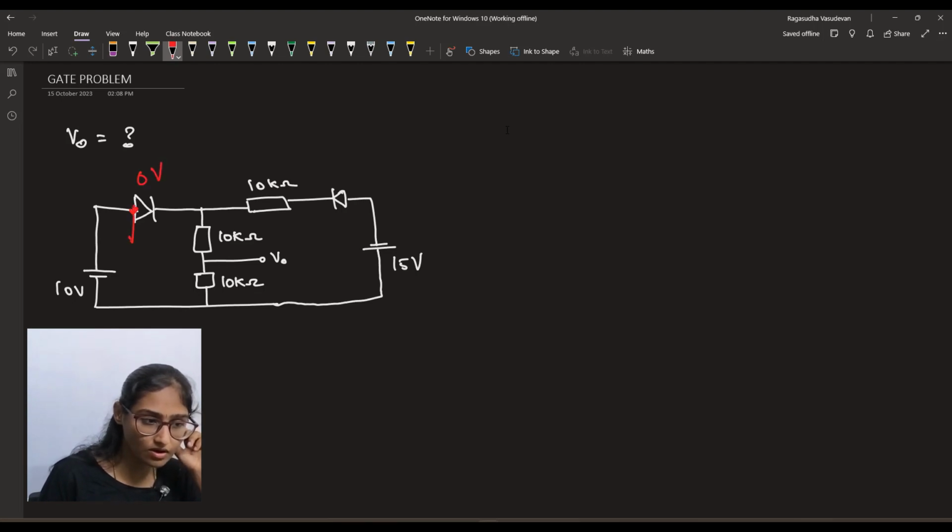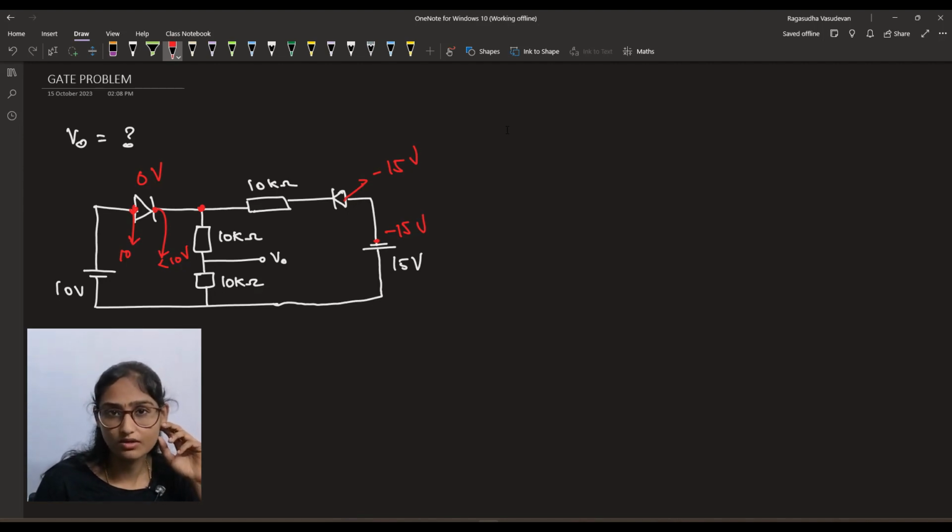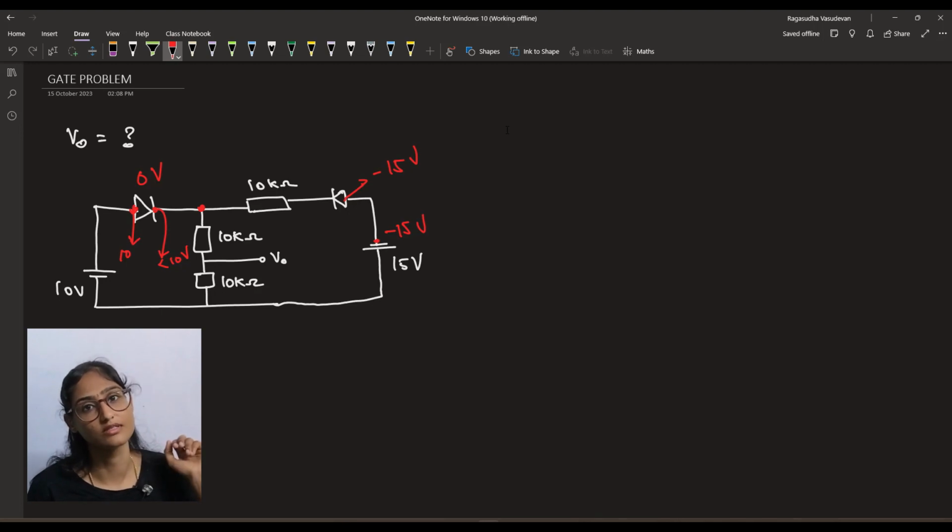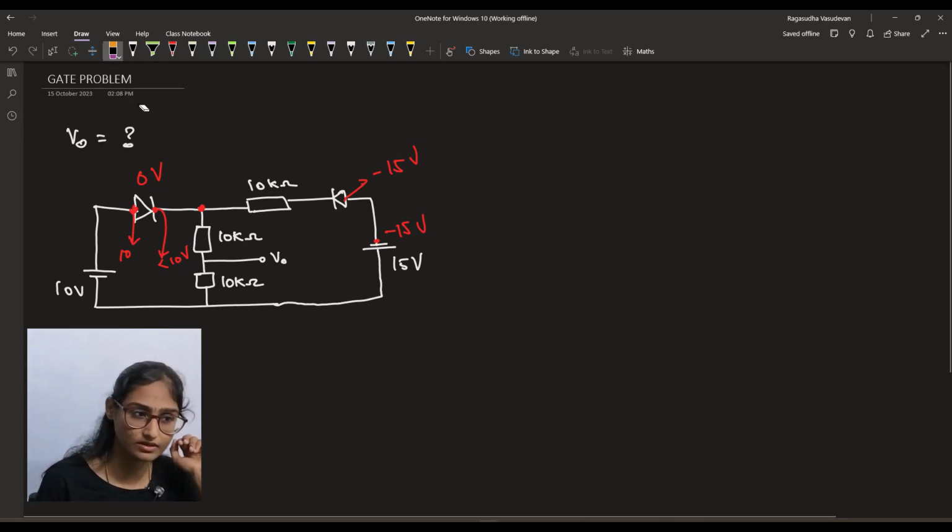This diode will be on because here the potential is 10 and here it's supposed to be less than 10 only, because you have a negative voltage. This is minus 15 volt. Whatever the voltage here, it is going to be less than plus 10 volt only. So I'll assume that this is less than 10 volt. Okay, so what will be the diode's operation? Will it be forward biased or reverse biased? Yes, this will be forward biased. So you can replace this with a short circuit.